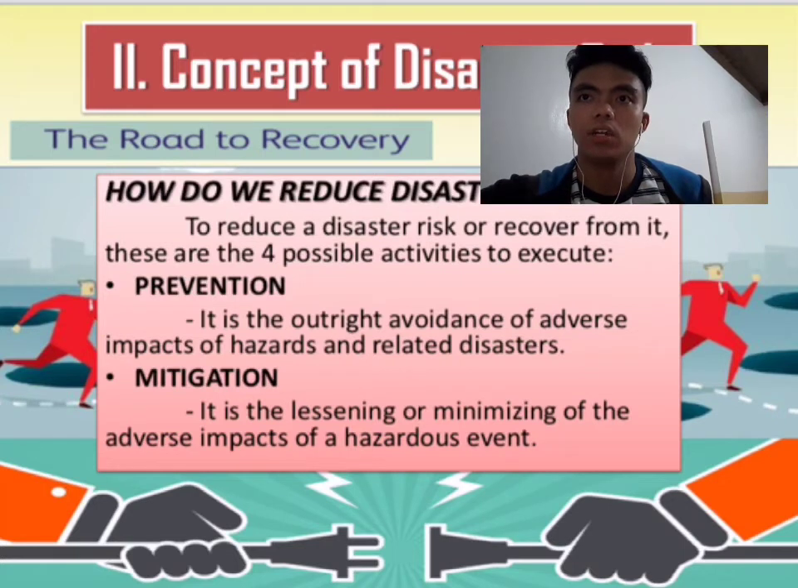Mitigation. It is the lessening or minimizing of the adverse impacts of a hazardous events. One example of mitigation is when we fix the roof of our houses in order to strengthen it for it to withstand the damage of the disaster.